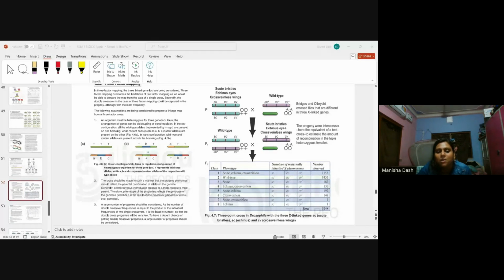Now, what are the possibilities here? One possibility is there could be a crossing over between these two genes, or there could be a crossing over between these two genes, or there could be a double crossover, meaning two crossovers simultaneously between these genes at a time. So these are the genotypes of single crossover. Okay, let me draw. Actually, with the drawing, this is very difficult.